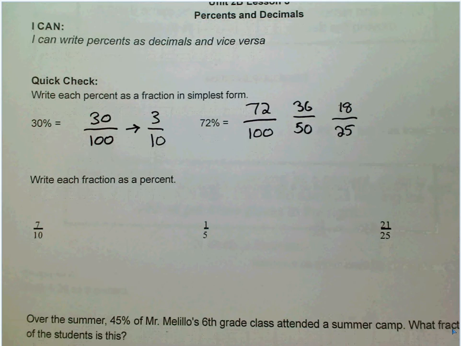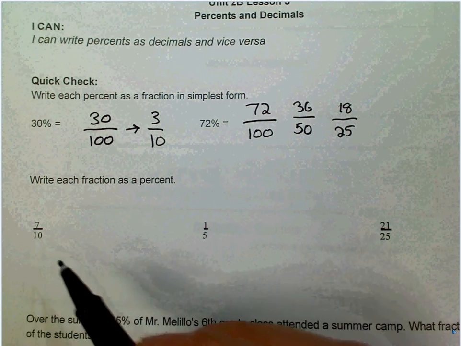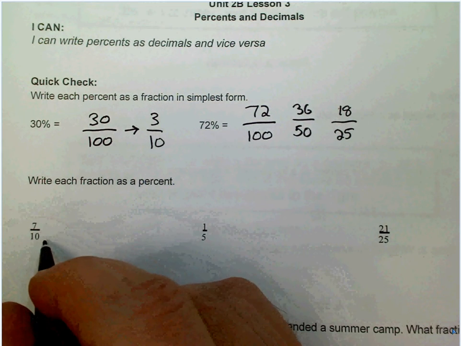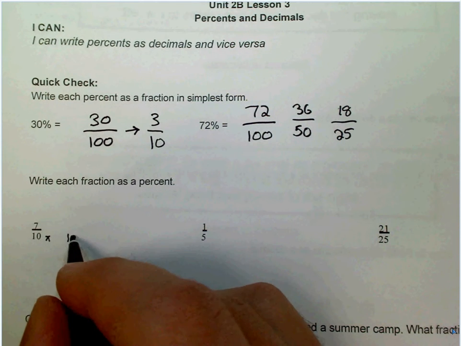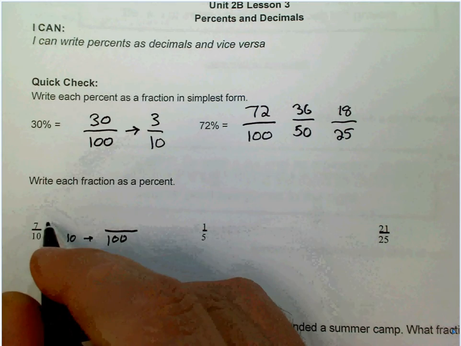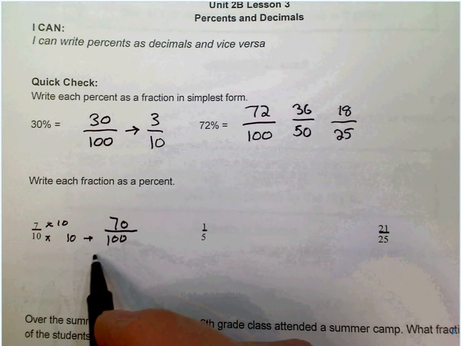Now to write each fraction as a percent, we take a look at what we have, and if we can change it to 100, then we do that. Because we know we can multiply 10 to get to 100, so that's times 10. What we do to the bottom, we must do to the top. So I have 70 over 100, which is 70%.